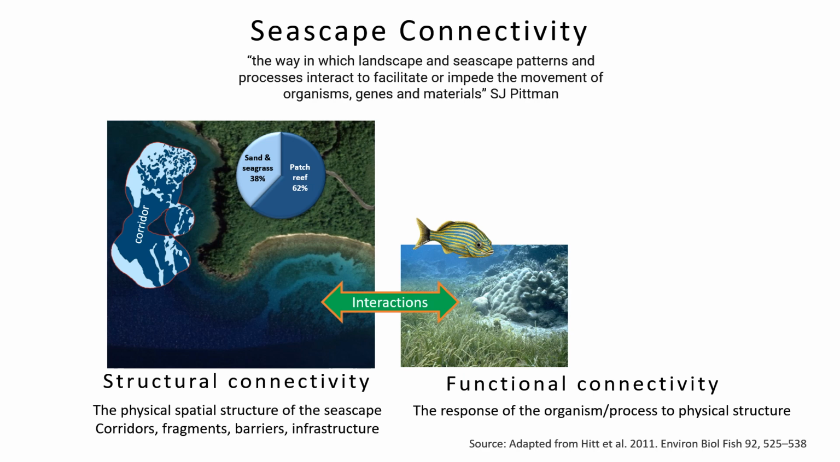When we talk about seascape connectivity from a landscape ecology perspective, we're specifically referring to the way in which seascape and landscape patterns and processes interact to facilitate or impede the movements of material, organisms or genes across the seascape or between the land-sea interface. Connectivity is referred to as structural when only the physical spatial arrangement of seascape structure is considered, and functional when the response to the structure is also considered.